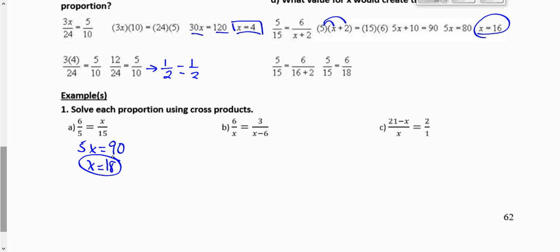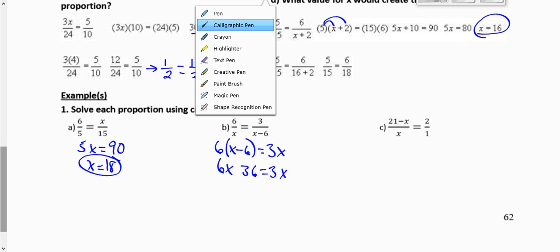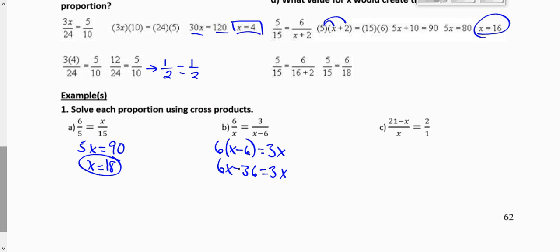So 6 times x, so we do this, right? The whole thing equals 3x. Distribute through. Plus 36 equals 3x. Okay? So why did I use 36? It's harder than you think to talk and write. Same thing. What's that mean? 6 times, minus. Minus that, yeah. Minus, right? So now I want all my x's on one side, right?